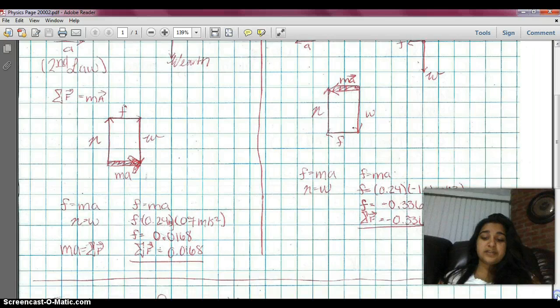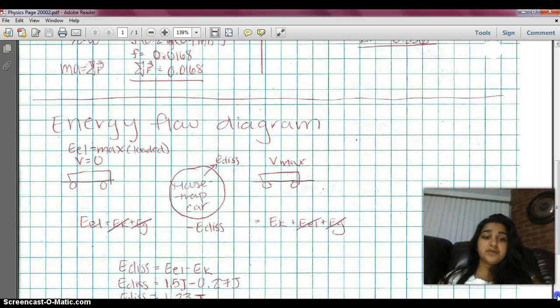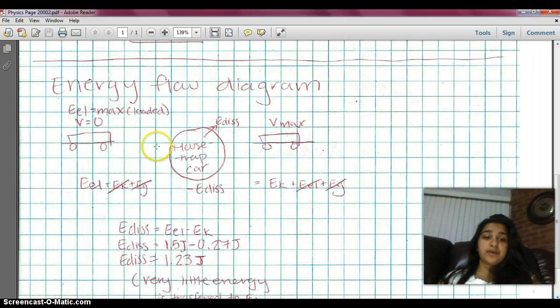Now energy flow diagram. We started off with E elastic equals max, velocity equals 0, and then velocity equals max. So we have E elastic in the first stage and then kinetic energy in the second stage. It's completely loaded right here, and energy dissipated. So as you can see, we basically found an equation.